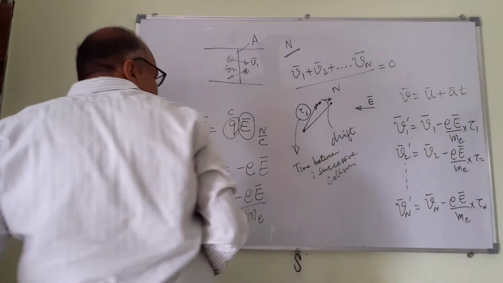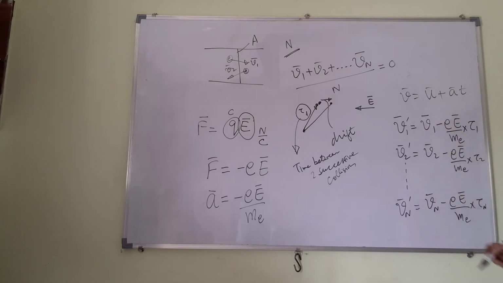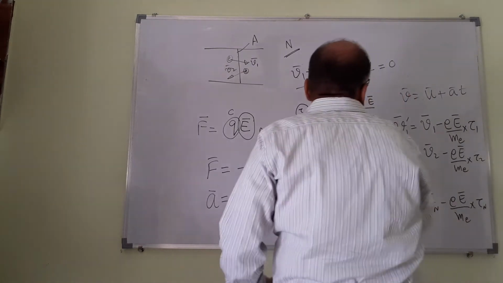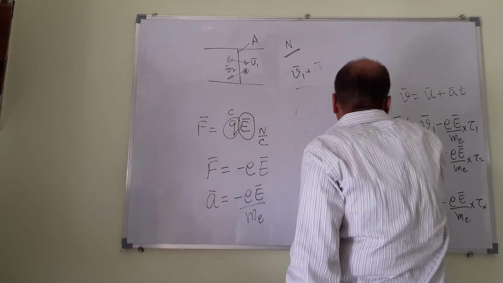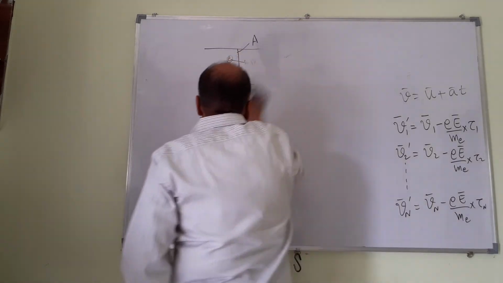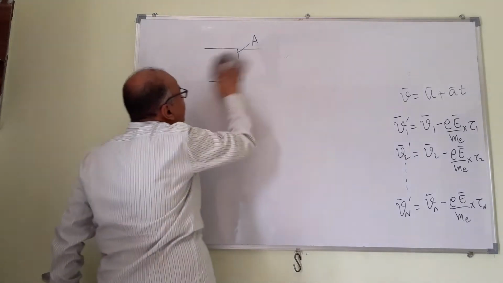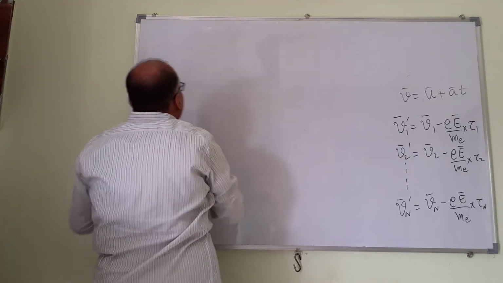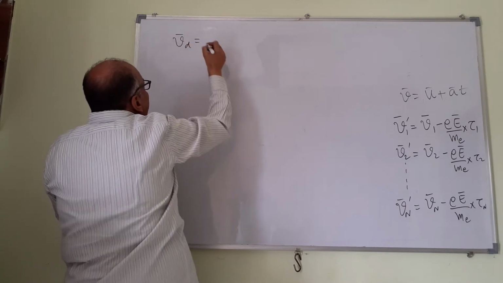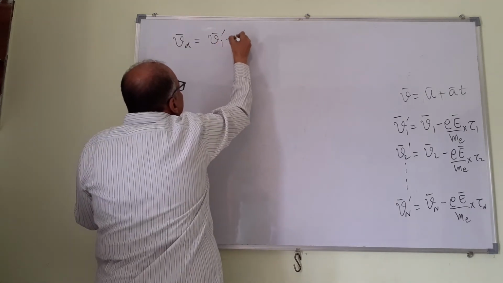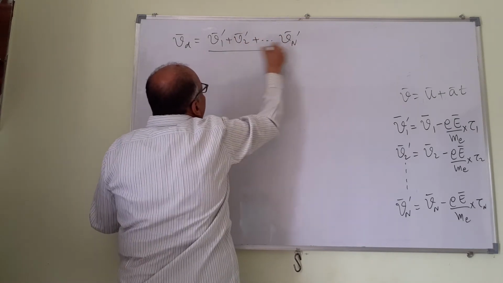Now what we shall do is, we shall take the average of all this. The average of all this is what is called the drift velocity. So the drift velocity under the influence of the electric field, Vd, would be defined as v1 dash plus v2 dash, so on up to vn dash, by n.